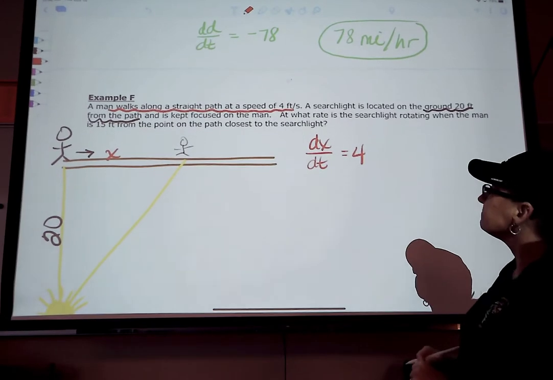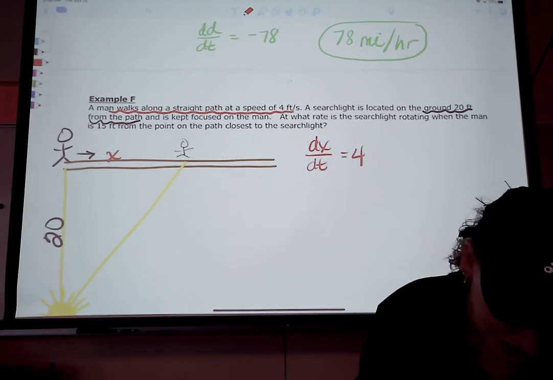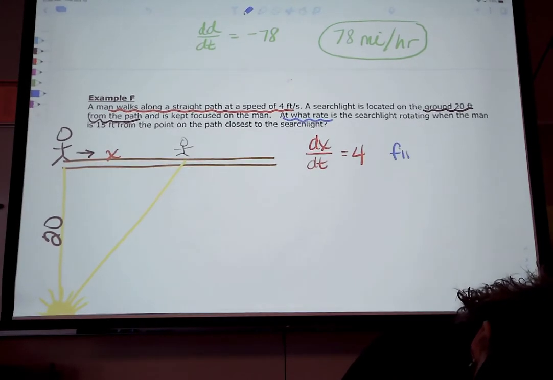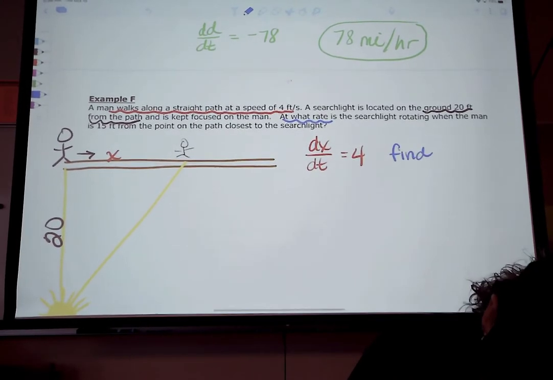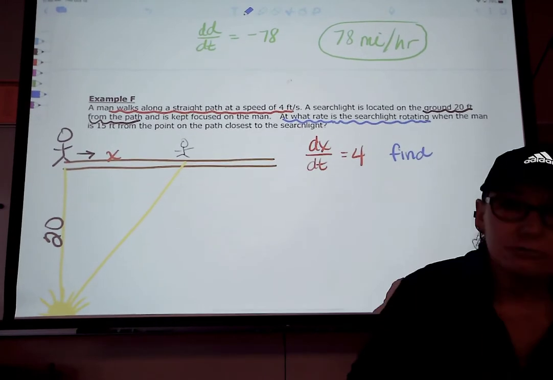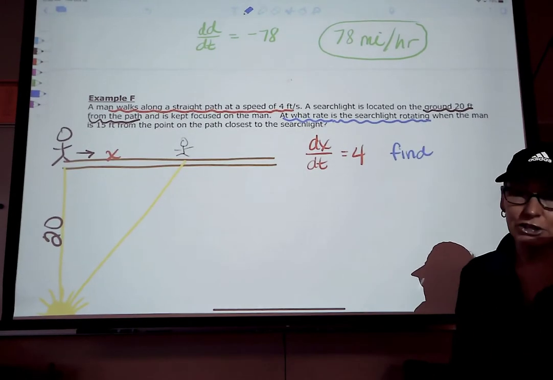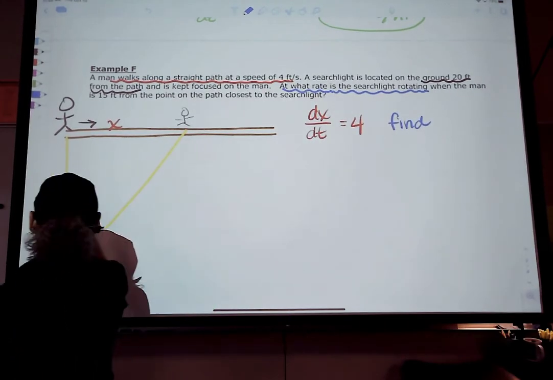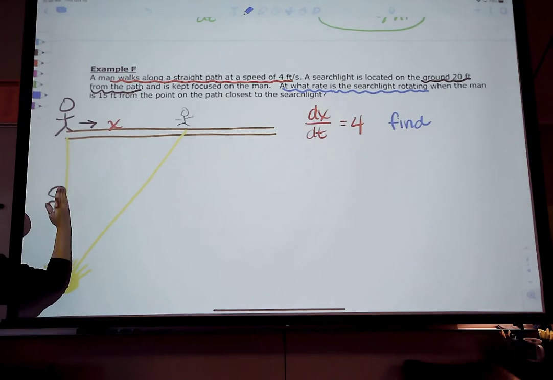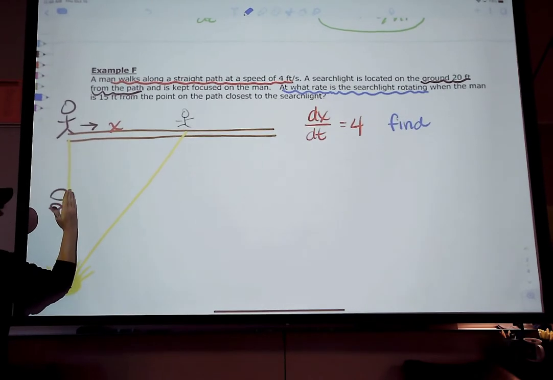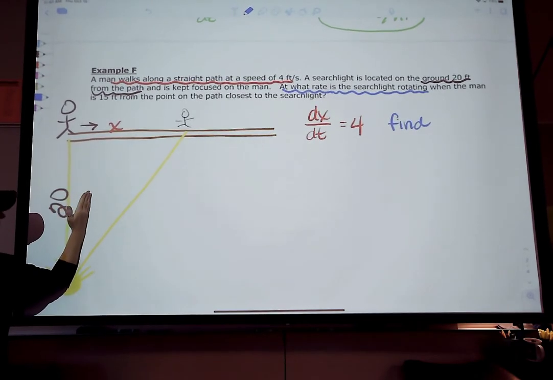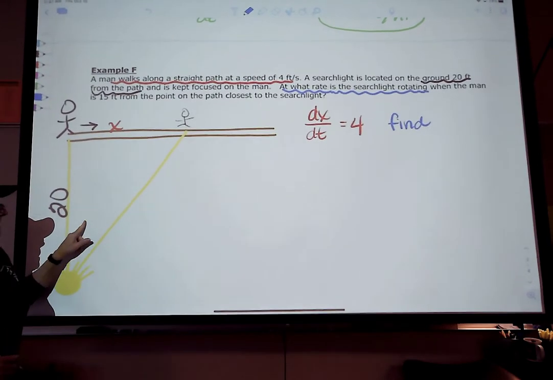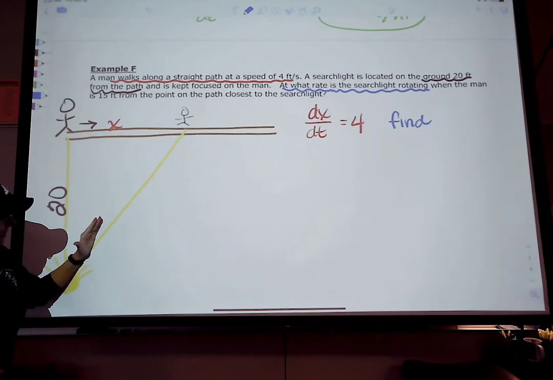Searchlight, got that. At what rate? Find. At what rate is the searchlight rotating? Oh my goodness. So here's what's happening. It was on the man. The man's walking, so the searchlight has to be turning, right? Here's what it's asking. How fast is this angle changing?